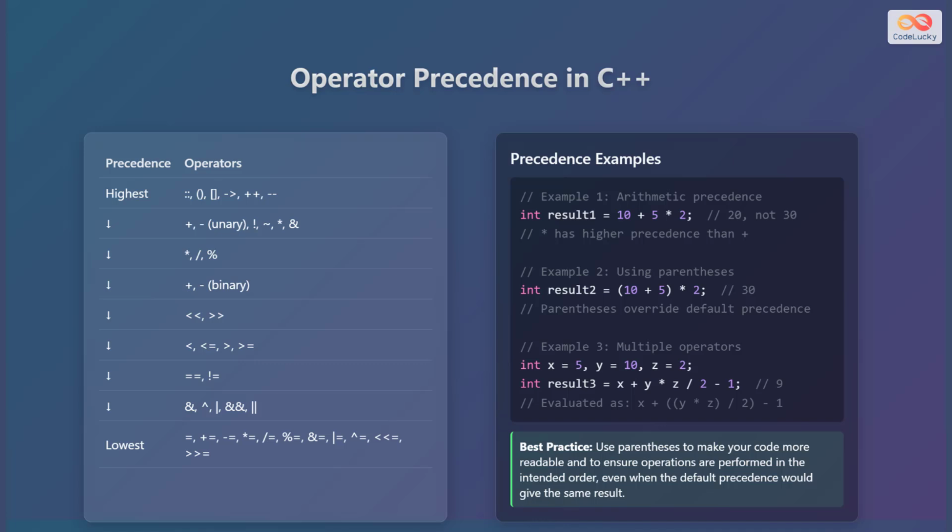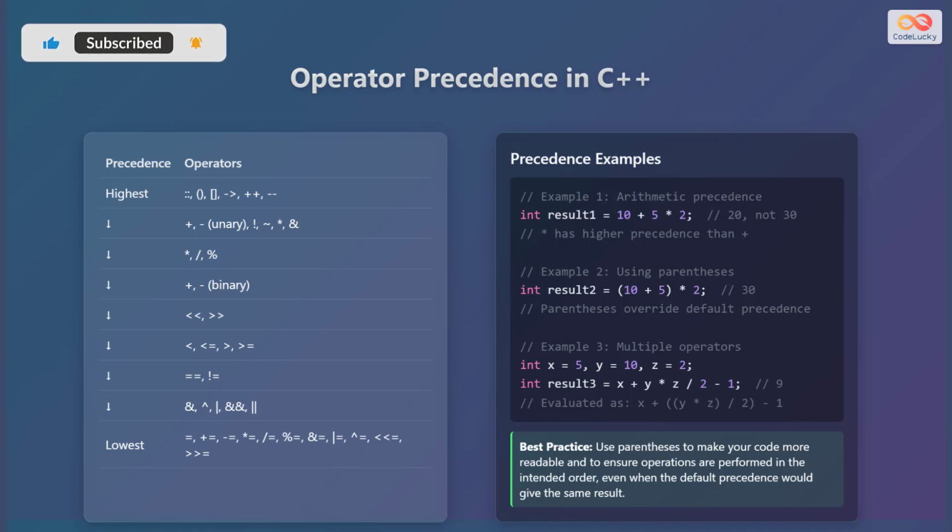In the expression int result2 equals open parenthesis 10 plus 5 close parenthesis times 2, the result is 30, because parentheses override the default precedence. In the expression int x equals 5, y equals 10, z equals 2, and int result3 equals x plus y times z divided by 2 minus 1, the result is 9. This is because the expression is evaluated as x plus, y times z divided by 2, minus 1.